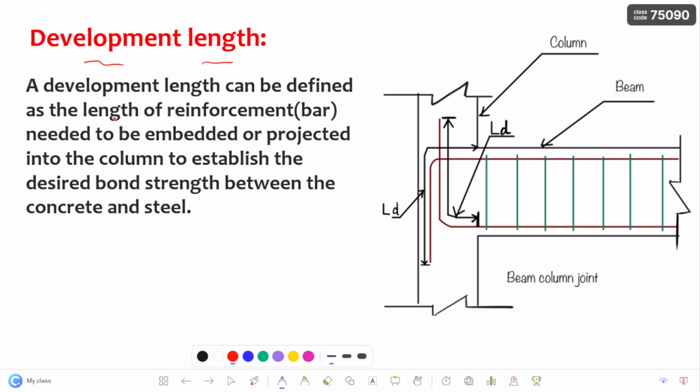Development length is defined as the length of reinforcement bar needed to be embedded or projected into the column to establish the desired bond strength between concrete and steel. In simple words, it is the extra length of the bar which is embedded from the beam into the column to establish the bond strength between the concrete and steel, and also proper transfer of stress to the steel at the section. For that purpose we have to give the development length. Here you can see the development length starts at the entry of the column and extends up to this length. Okay, next, how to calculate this development length?